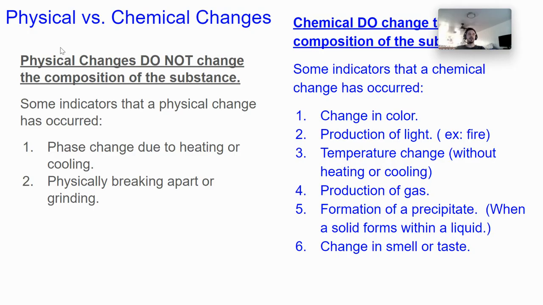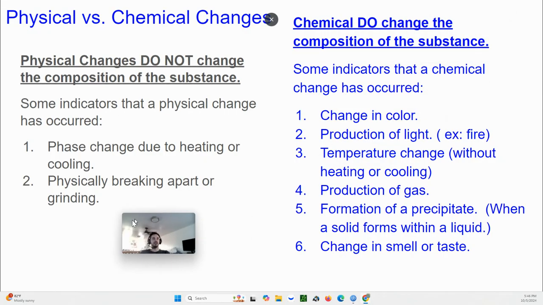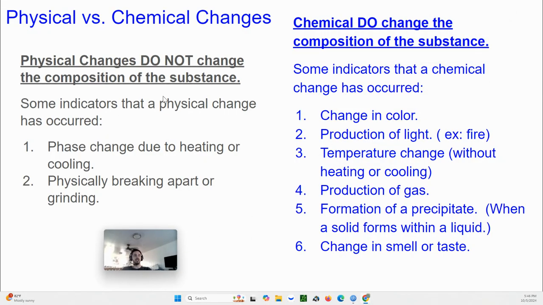Next, physical versus chemical changes. Physical changes do not change the composition of a substance, as I said. Some indicators that a physical change has occurred: you'll get a phase change due to heating or cooling. So you heat something up or cool it down, and it goes from solid to liquid or liquid to gas, or from solid all the way to gas. That is just a pure physical change. And if you physically break apart or grind something, that is also a physical change. You're not having it react with anything. It's just something you're doing to it physically.